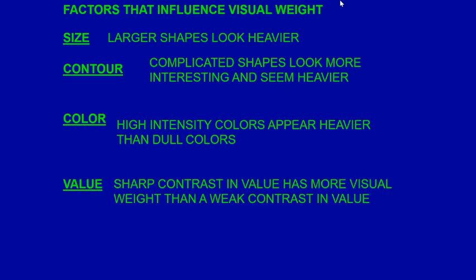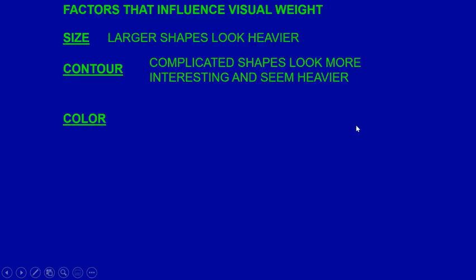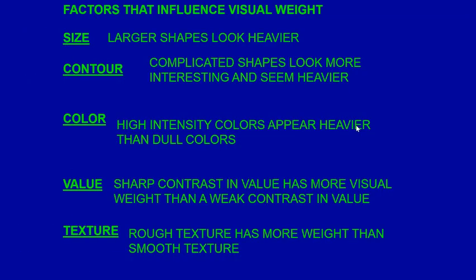And then sharp contrast in value has more visual weight than weak contrast in value. He has more contrast in value because his shirt is much lighter than the vest, whereas her dress is much closer to this darker color right here. So there's less contrast here, more contrast here. So the big shape is balanced by the smaller shapes because they're more complicated, have brighter colors, and have a stronger contrast. And then the same thing with textures: rough textures have more weight than smooth textures.